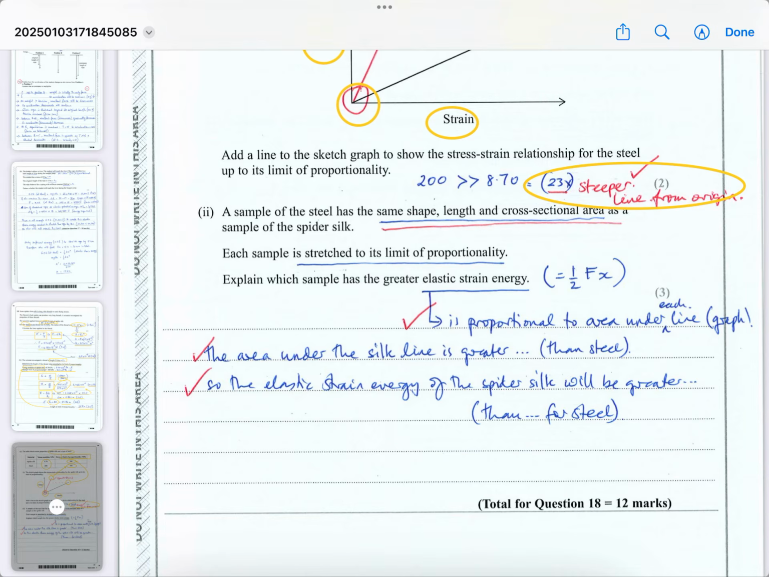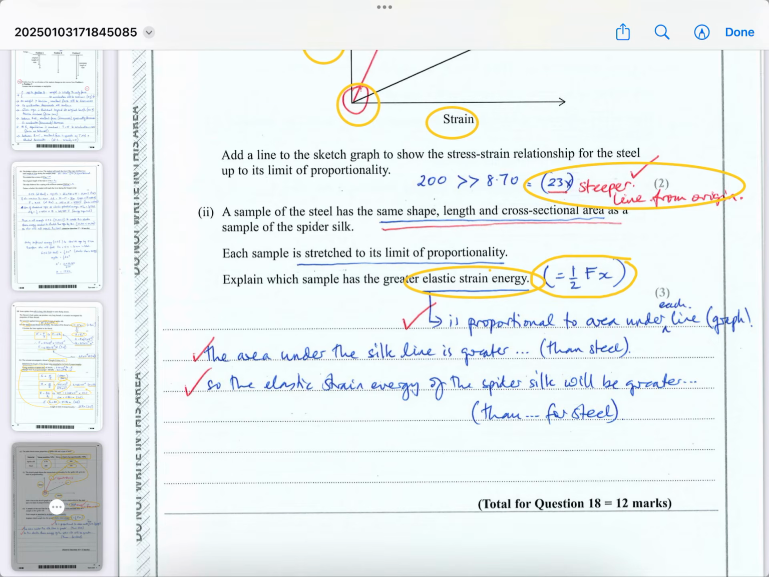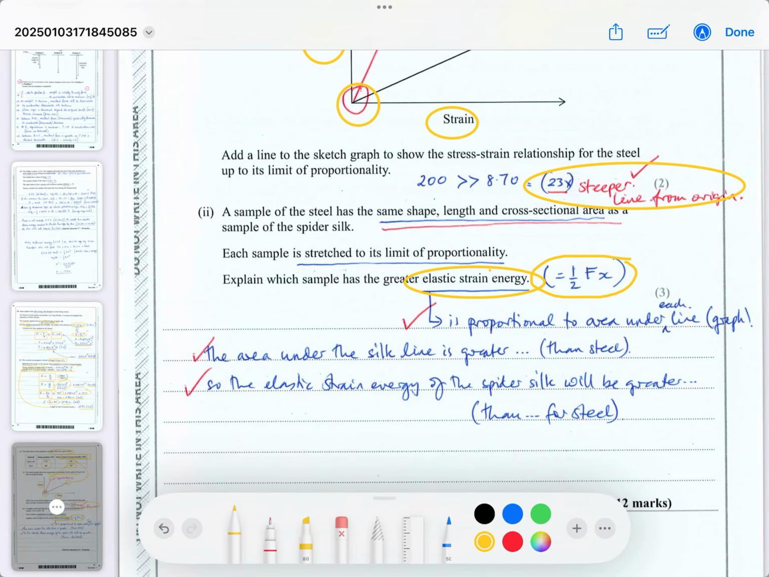So elastic strain energy is equal to half Fx, as we did in the bungee jumping question. But we haven't got a force-extension graph. We've got a stress-strain graph. Well, if the length and the cross-sectional area are the same, then the area underneath the stress-strain graph will be proportional to the elastic strain energy, won't it?